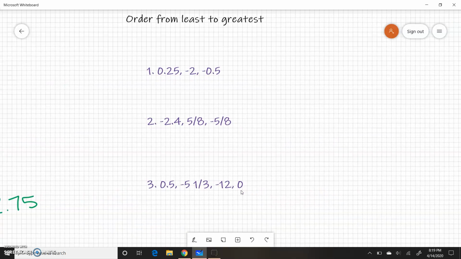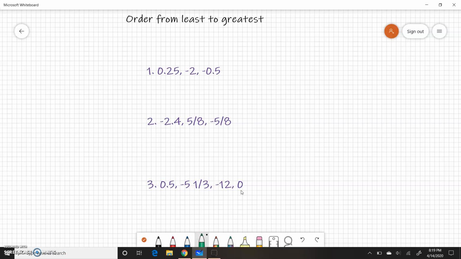You'll be given a set of numbers and you'll be asked to order them from either greatest to least or least to greatest. You're just going to need to be careful on your homework that you are paying attention to what it's asking. Is it biggest to smallest or smallest to biggest? Make sure you're looking at each question and what the directions are asking you to do. Okay, so the first thing I'm noticing is mine is least to greatest, so smallest to biggest.